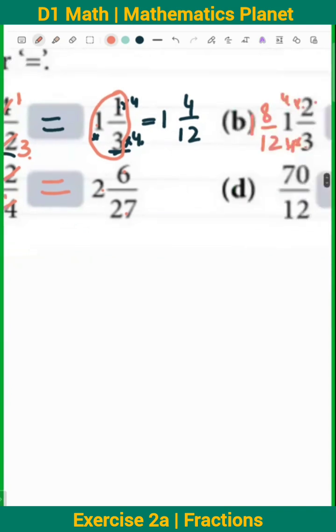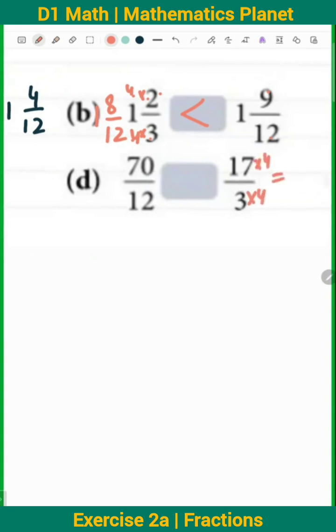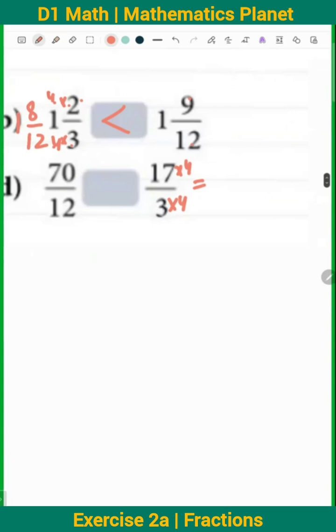70 by 12 and 17 by 3. Now, if we simplify this, we won't get this thing. Can we make the denominator same? 3 times 4 is 12, 17 times 4. What we will get? Miss, 17 times 4 is 68 and 3 times 4 is 12. 68 upon 12. Now, which is greater, which is lesser?